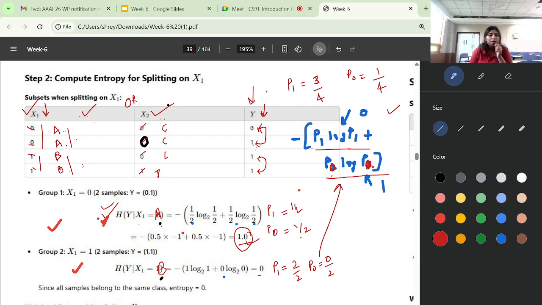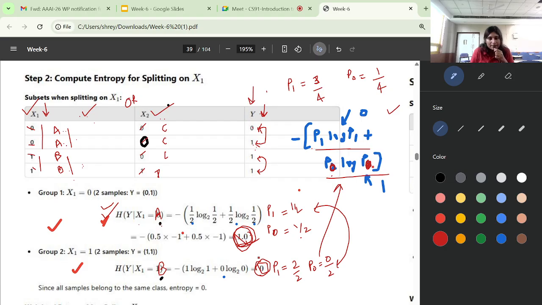So this is how you are going to calculate x1 given A, x2, x1 given B. So these are separate entropy values. This entropy value here is 1, this entropy value here is 0. Now I want to combine it. Okay, so till now if you have any problem, then go ahead.